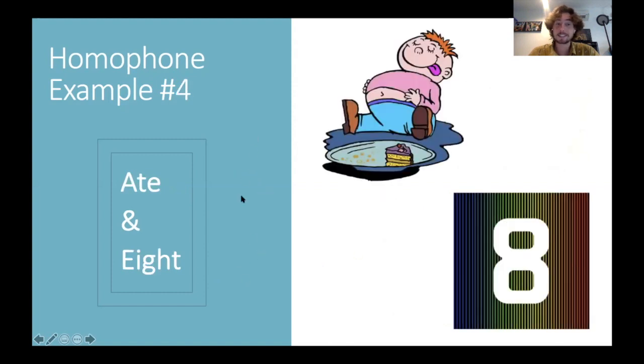And then there's ate and eight. I ate so much cake. Or he ate so much cake. And that's why he looks so full and happy. Although I probably would feel a little bit sick if I ate that much cake. And then there's the number eight. Great number, number eight. They sound the same, but are different.